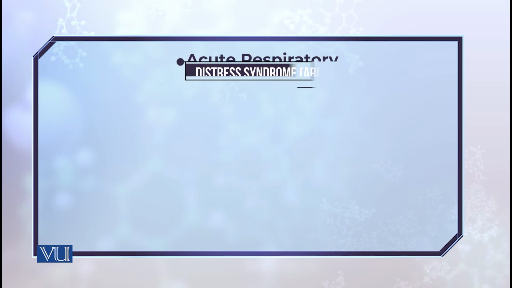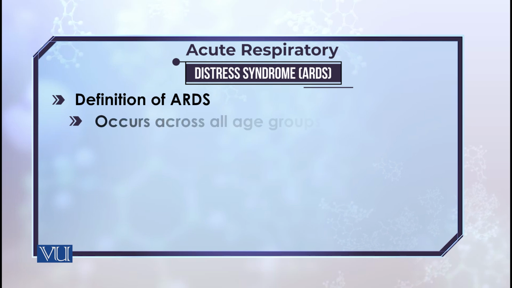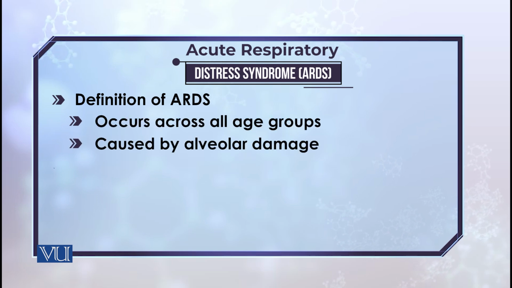Then there is also a similar disease, but it has a relatively acute impact. That's why it's given the name acute respiratory distress syndrome, or ARDS. In contrast to RDS, ARDS occurs in all age groups. Of course, it will also cause alveolar damage.